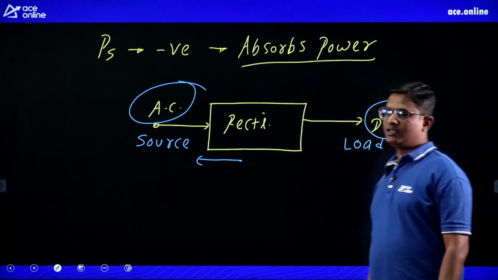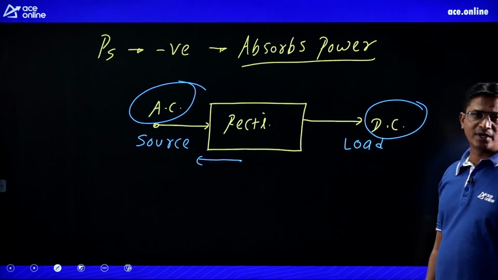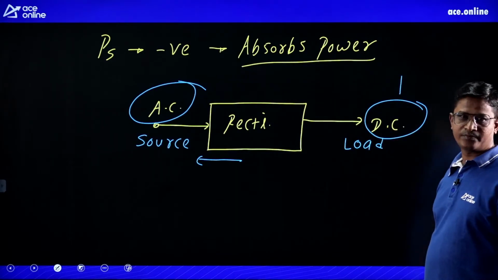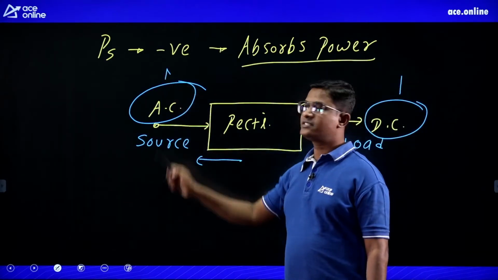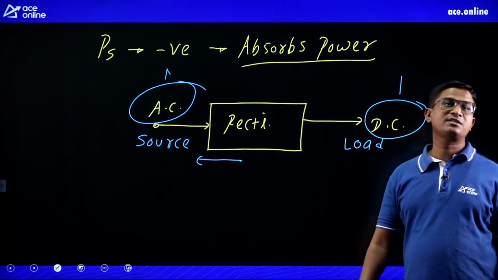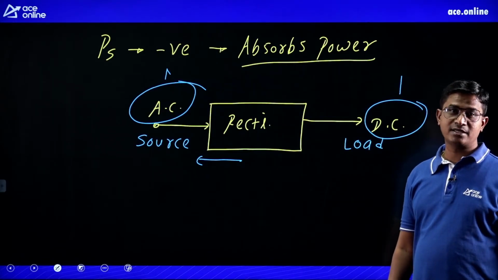Now if this is acting as a source and this is acting as a load, is it like your inverter? In an inverter, the source side is DC and the load side is AC, right? So here the power flow is from DC to AC, which means the rectifier is operating as an inverter.